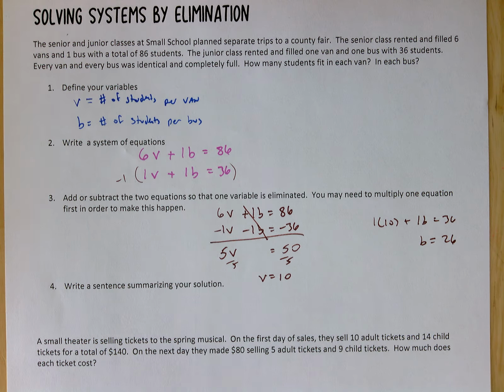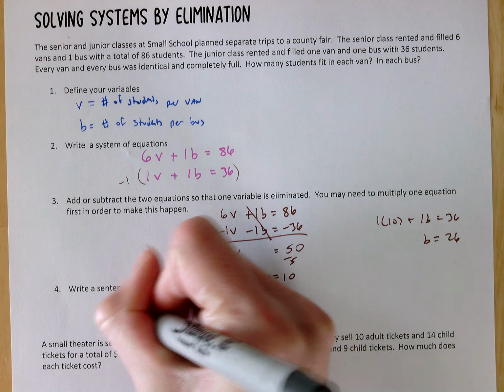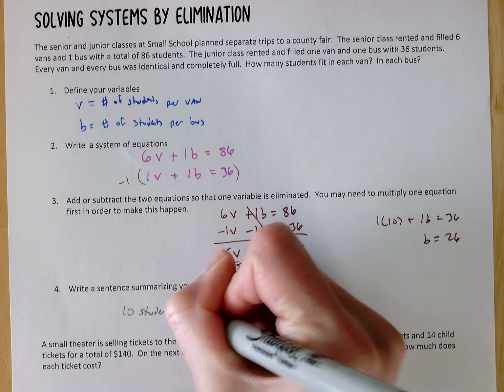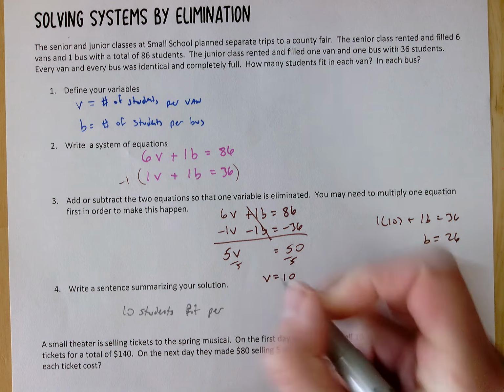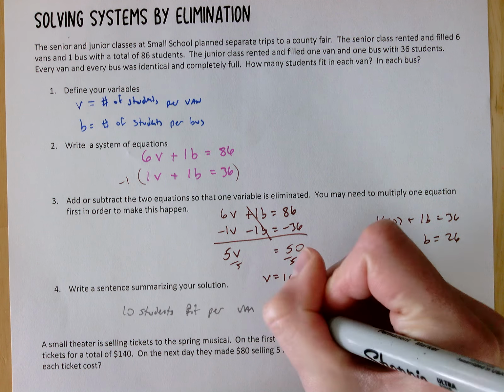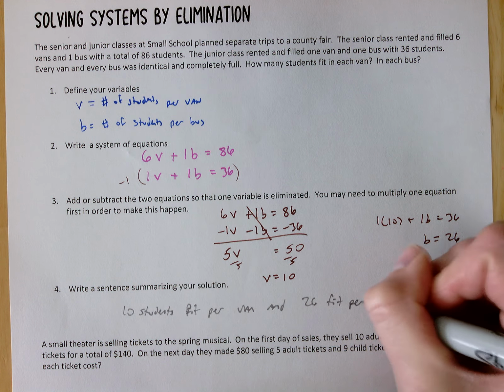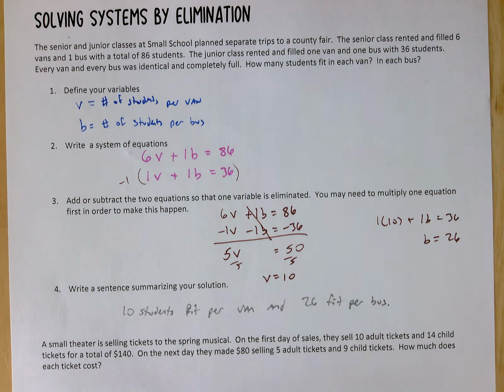Okay, so last thing that we're going to do is just write a sentence that summarizes the answer that we just found. Okay, so I'm just going to say that 10 students fit per van and 26 fit per bus. And there we go. All right, great.